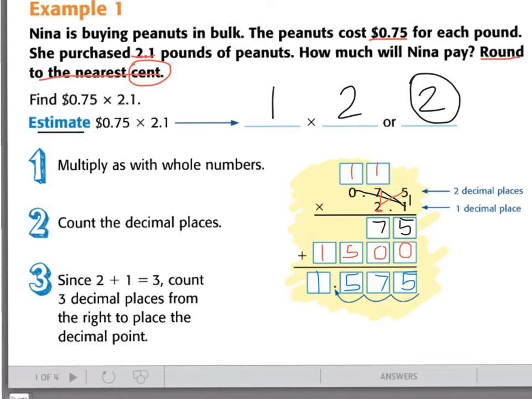There are 1, 2, 3 total digits behind my decimal point. So there needs to be 3 total digits behind my decimal point in my product. So 1, 2, 3, and my decimal point goes right here.